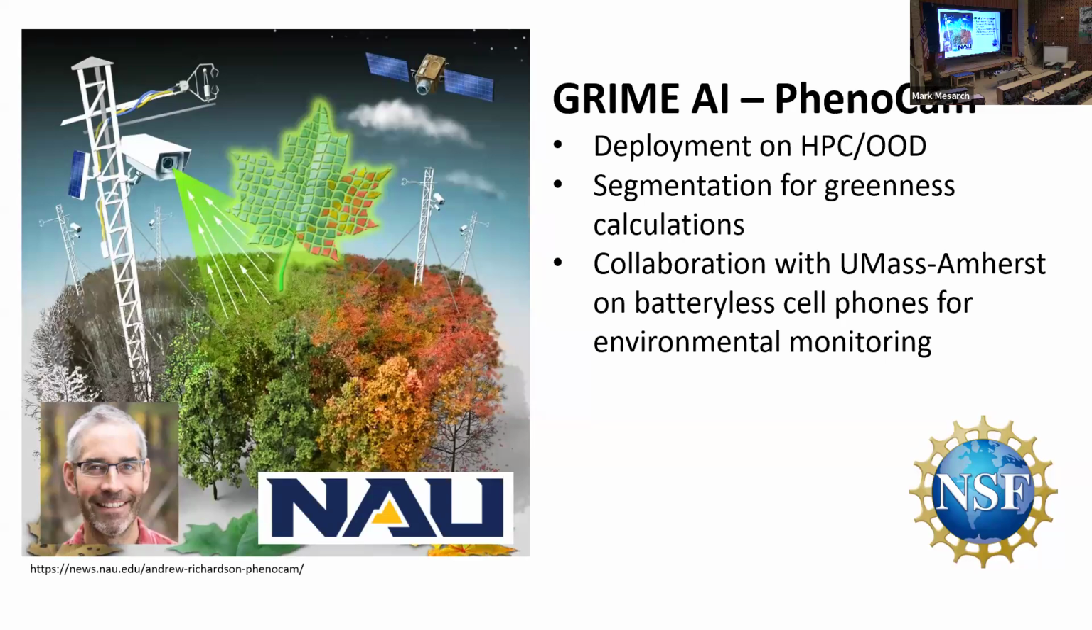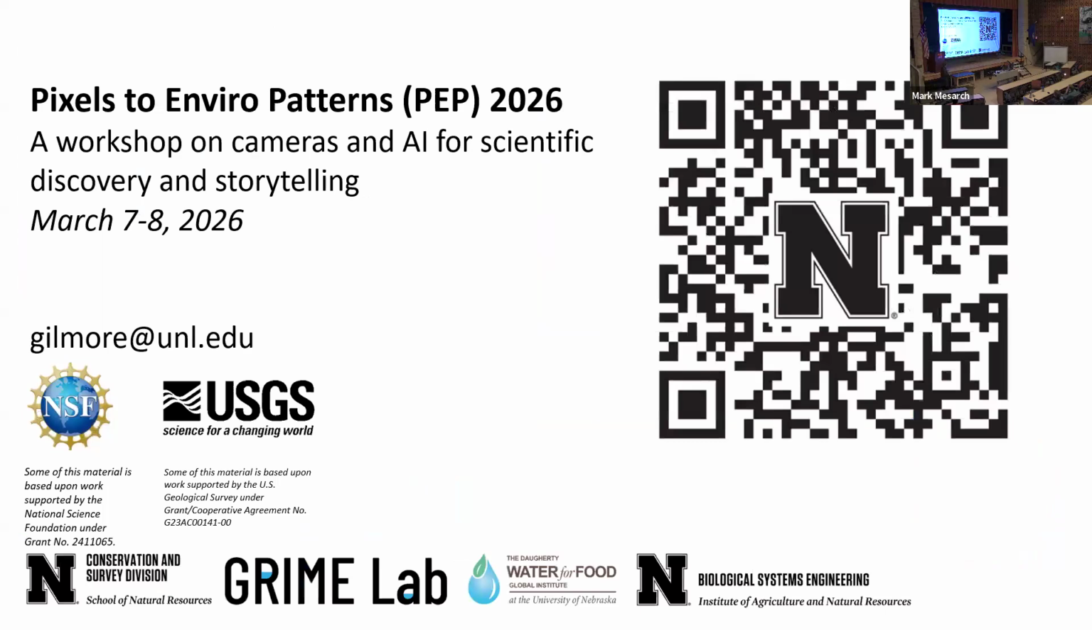So this is the stuff that we're working on right now, and the reason I put this in the model deployment side is that once we build these segmentation models, then GRIME AI, or our models, will be running in their pipeline, calculating greenness for phenocam imagery as it comes in on a daily basis. So that's what I had for you to share today.